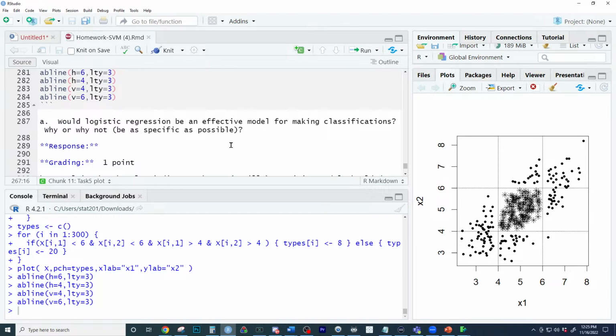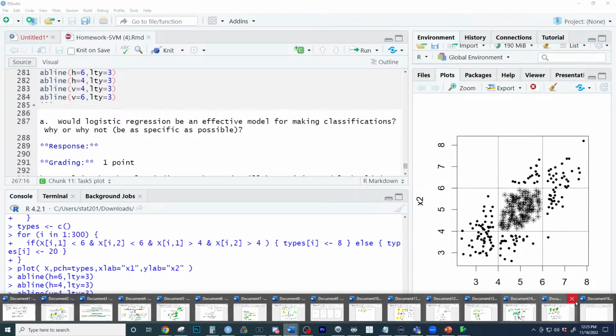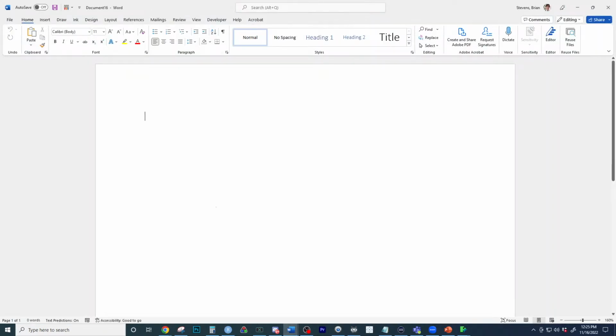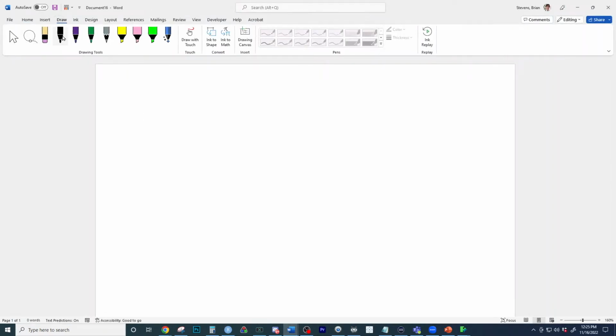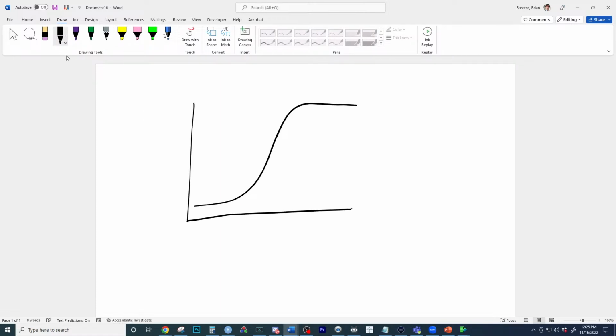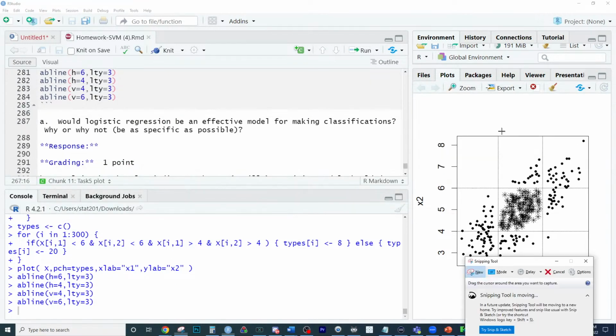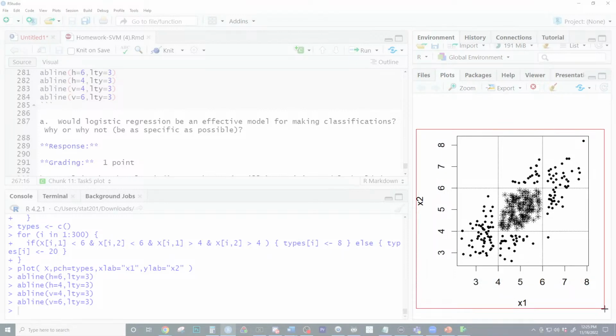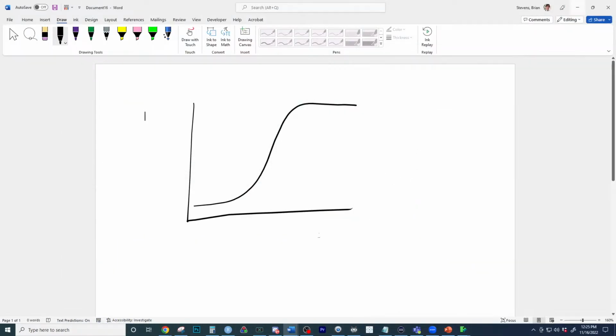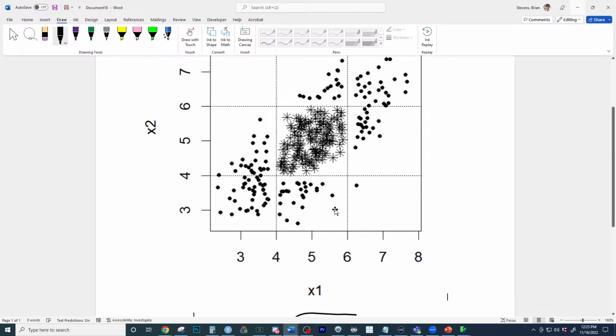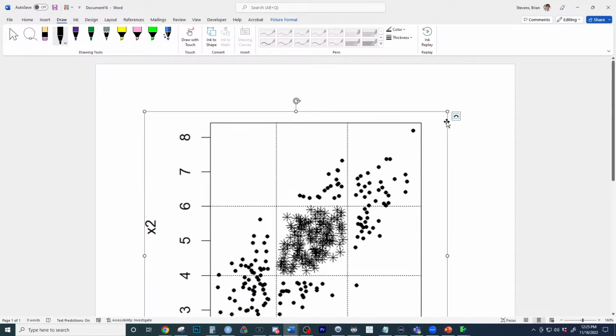Okay. Would logistic regression be an effective way to make classifications? Okay, so what does logistic regression fit on the curve? So this goes back to 320. Logistic regression fits a what on the curve? It fits a sigmoidal. So you have to think right here. I don't want to go into too much detail. I mean, it says be as specific as possible. So if you look at these X's right here, do you think logistic regression fits the sigmoidal on the curve?